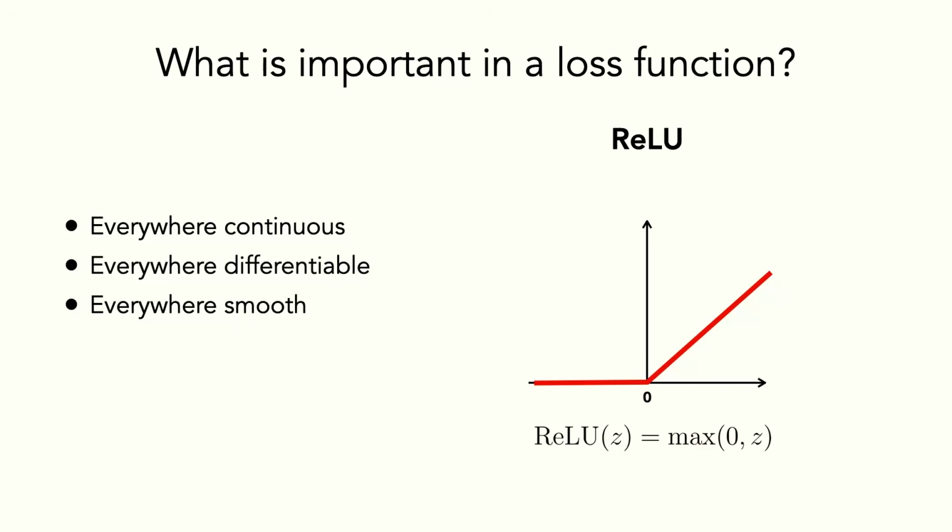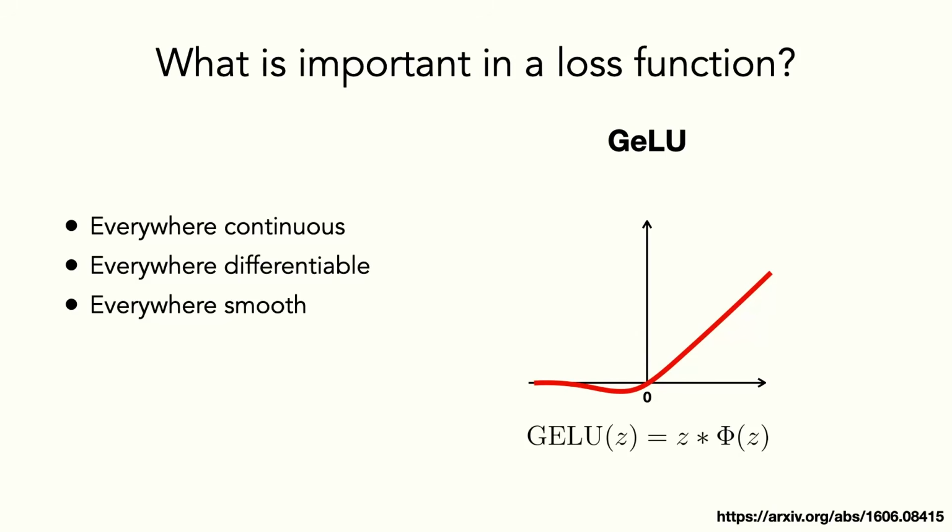We have this kind of kink in it. Now, recently, there's been a lot of work that will instead use something like GELU, which is a Gaussian error linear unit. This one essentially just takes the parameters times phi of the parameters, where phi is the cumulative distribution function for the Gaussian distribution. It looks something like this in 2 dimensions. And this one is everywhere continuous, everywhere differentiable, and everywhere smooth.